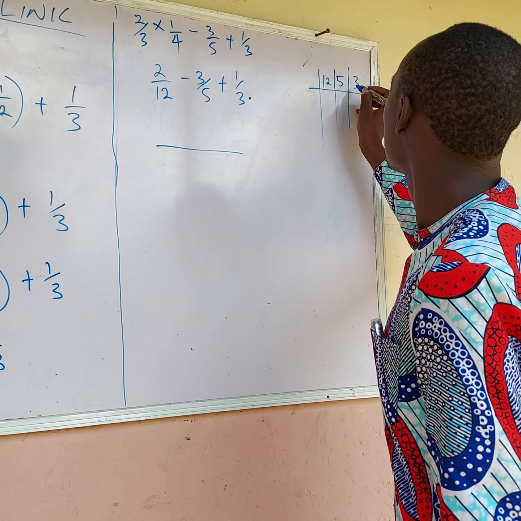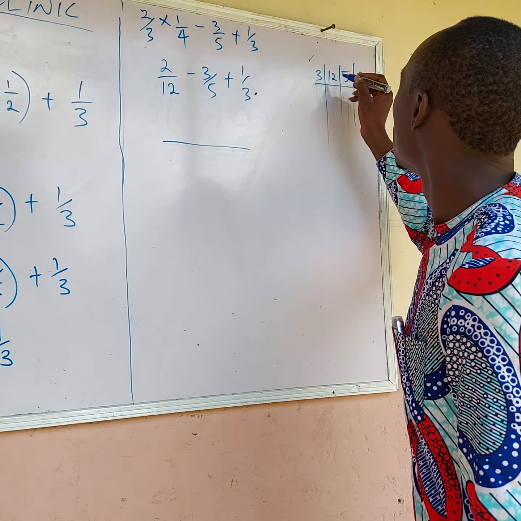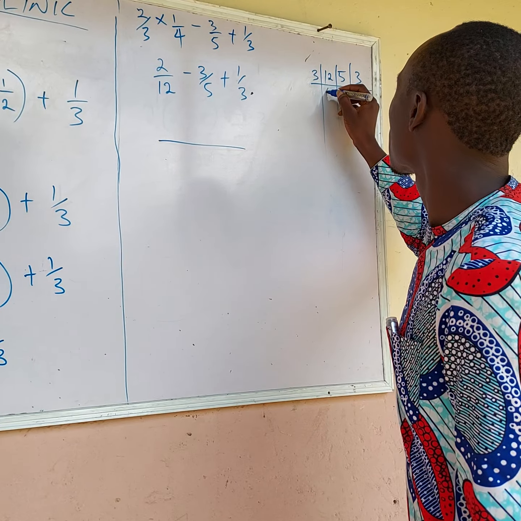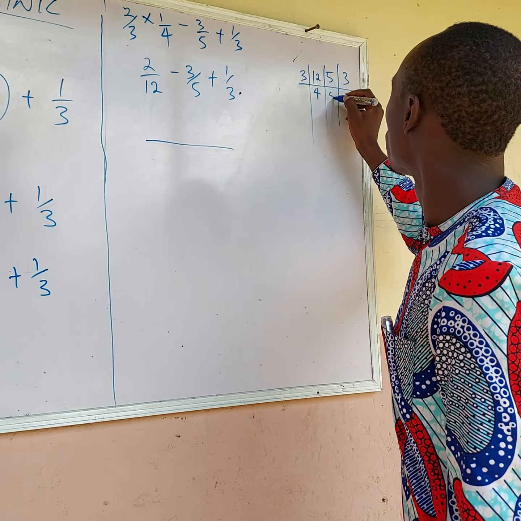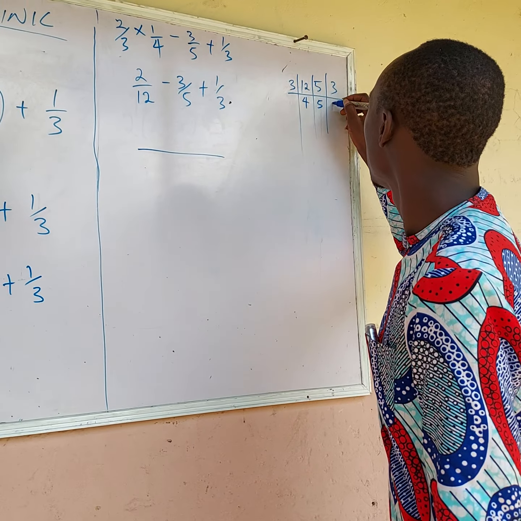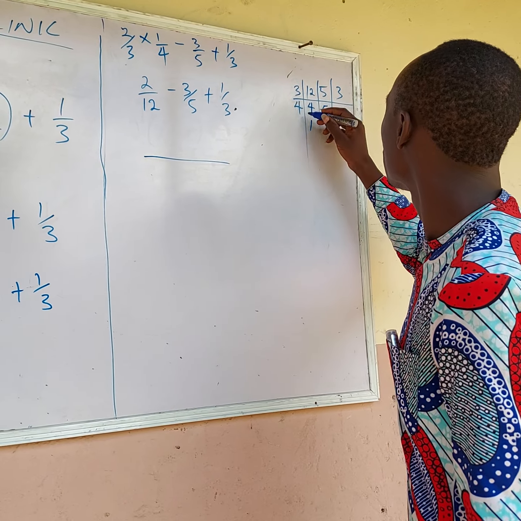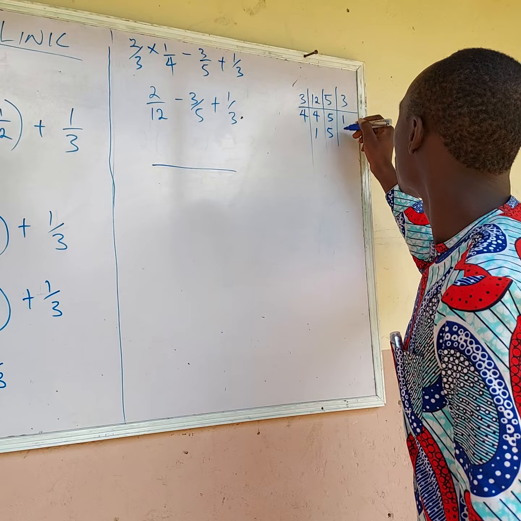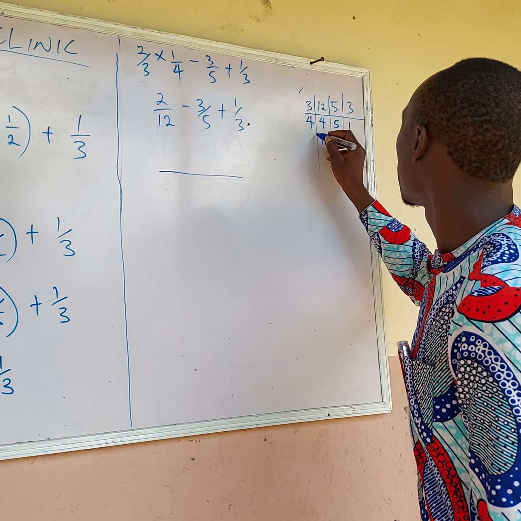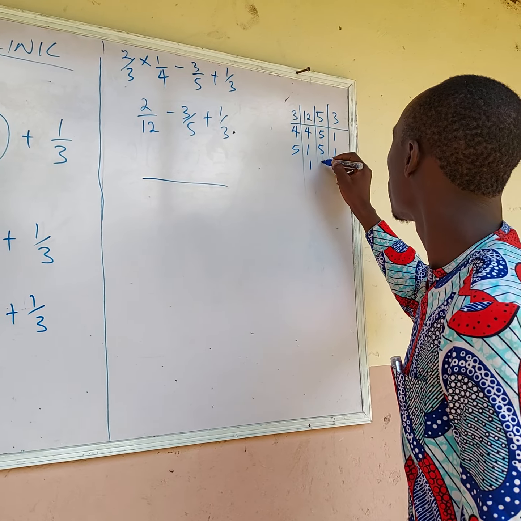What number can go into any one of them? We can start with 3. 3 can go into 12. How many times? 4 times. 3 cannot go into 5, you bring it down. 3 into 3, 1. You can now use 4 here. 4 into 4, 1. 4 cannot go into 5, you bring down 5. And then here 5 into 5, 1, 1.